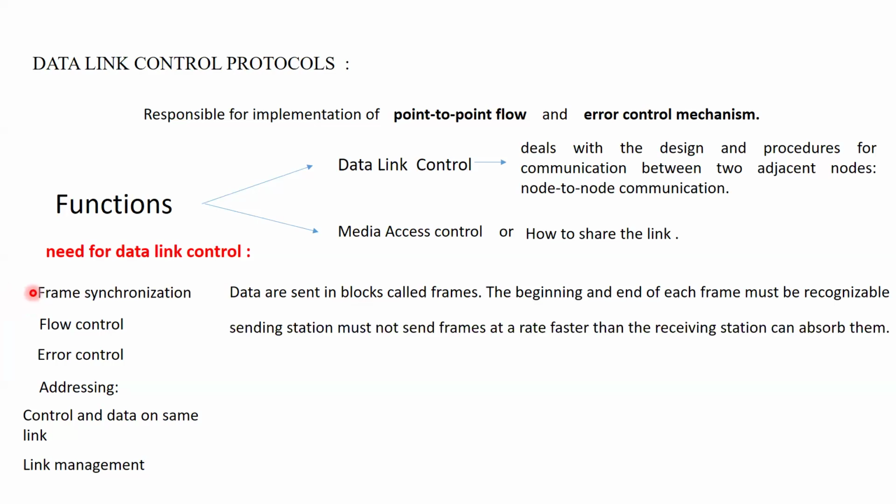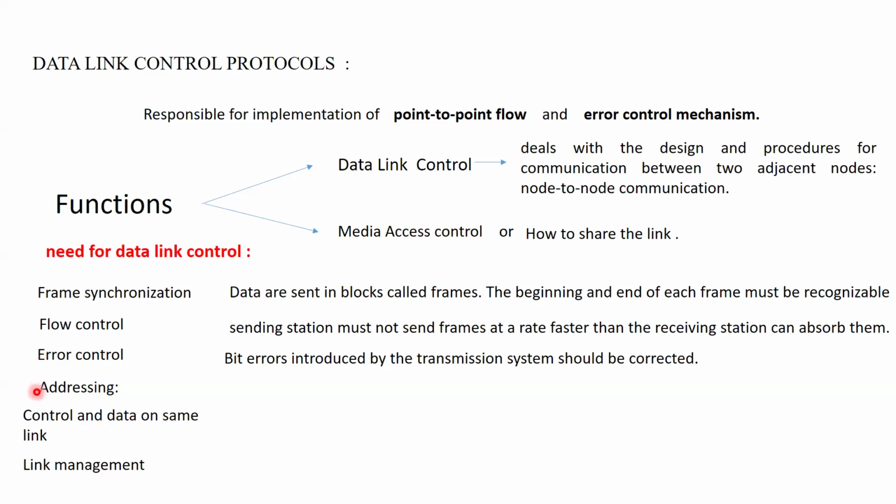Coming to flow control, the sender should not send faster than the receiver's capacity. The sender, as a transmitter, should not send faster than the receiver's capacity. That's flow control. Coming to error control, it is handled by error correction or error detection, so that what is transmitted is corrected.